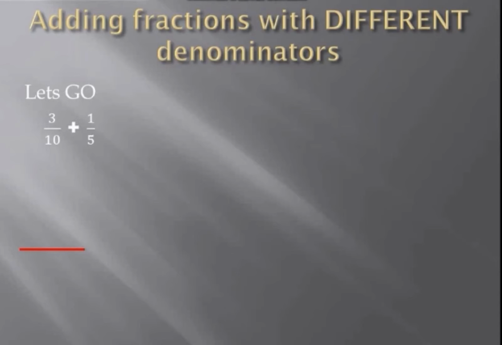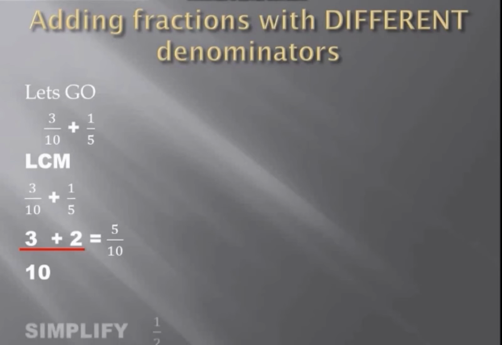3/10 plus 1/5. We find the lowest common multiple of 5 and 10, and that is 10. So 10 into itself goes one time. You times the 3 by 1 and you get 3. 5 into 10 goes 2 times. Times the 2 by 1 and you get 2. And this can be simplified as a half, because 5 into itself goes 1 time and 5 into 10 goes 2 times.